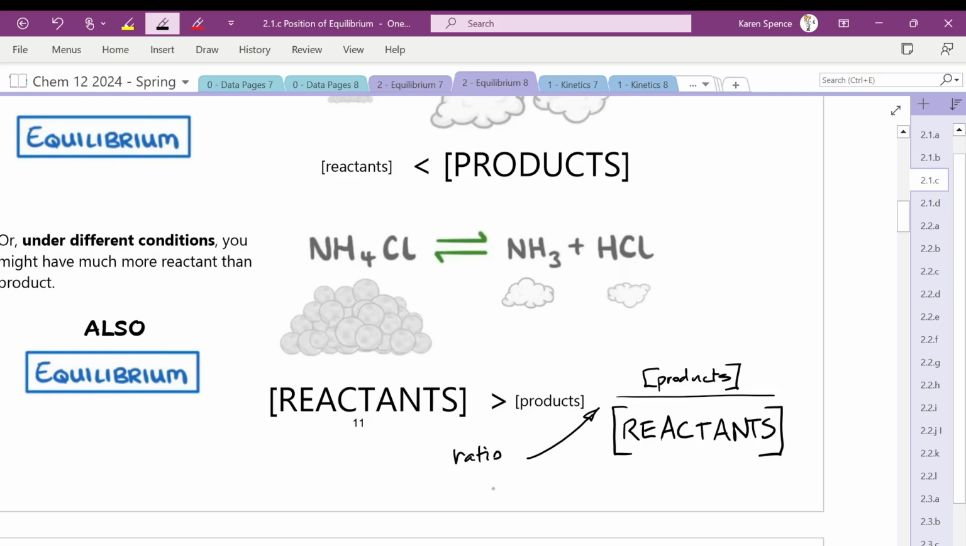At equilibrium, does that ratio change? No. At equilibrium, this ratio is constant.